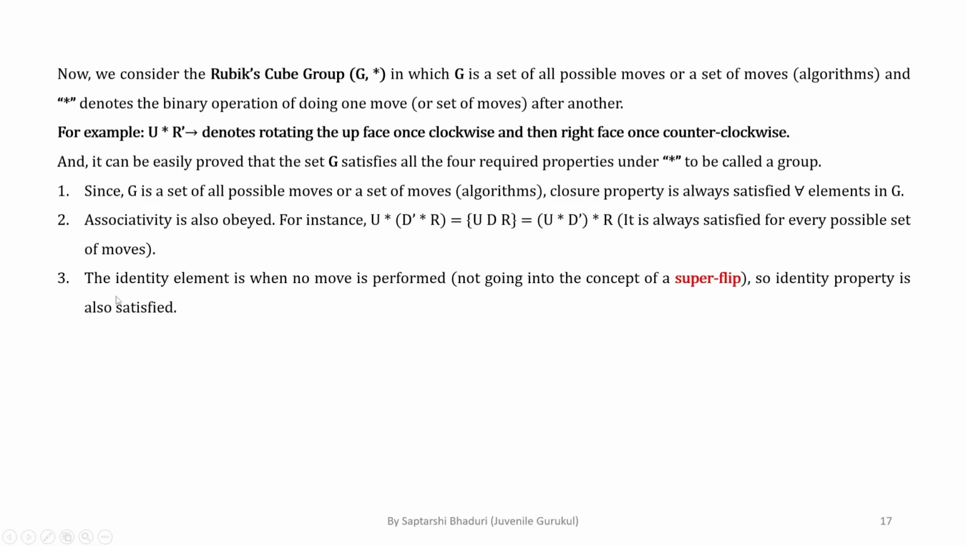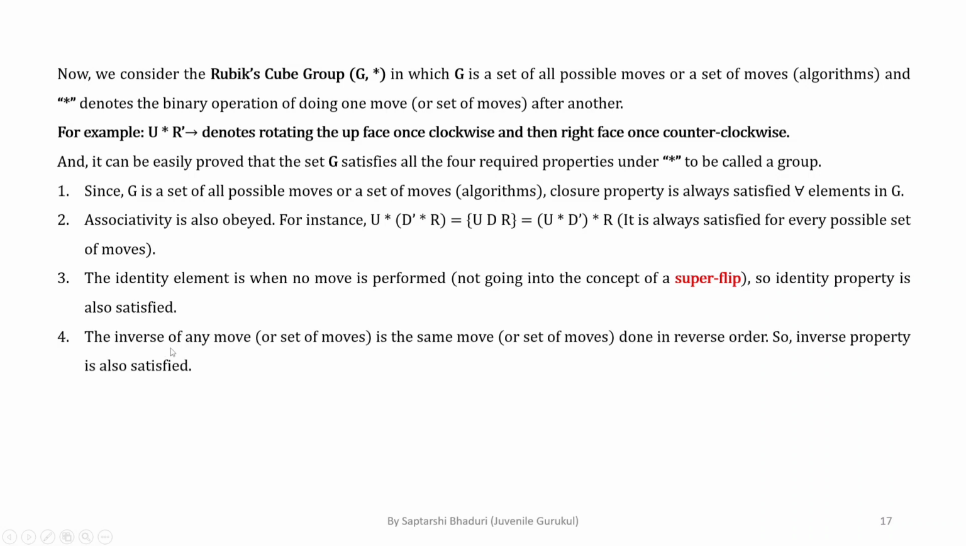The third condition is the identity property. The identity element is when no move is performed, so the identity property is also satisfied. There is also a case of a superflip. We are not going into that concept. A superflip is basically a set of moves. If we apply it once, then apply any arbitrary move after that, we get an arrangement, and again if we do that arbitrary move and then the superflip, we get the same arrangement. So that superflip acts as an identity element also, but it is a bit rigorous, so I'm not going into that.